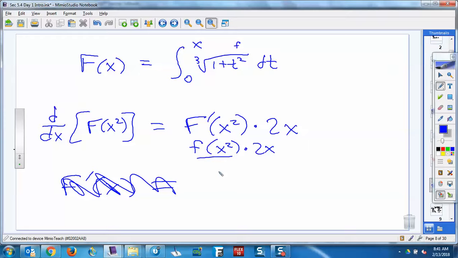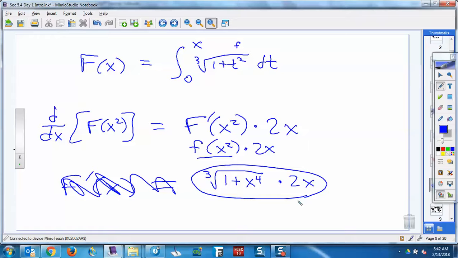So how do we do little f with an x squared plugged in? Where's little f? Little f's right here. So this would be cube root of 1 plus what? X to the 4th. Because we got to plug an x squared in. So we got to put an x squared right there. So it's going to be x squared squared. And then times 2x. And then you'd be done. So that problem just by putting that x squared in there, it just added a little more to it. Okay, it added the leave the inside alone and whatever.